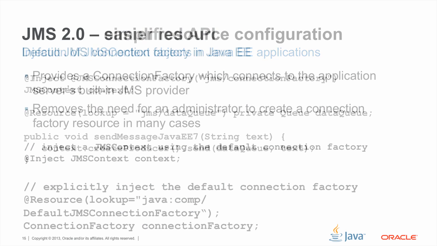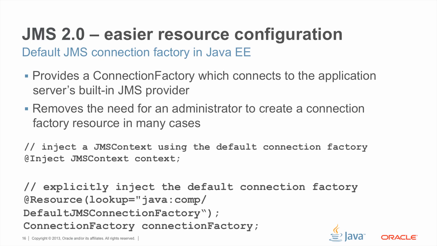Now, let's talk a bit more about connection factories. If you're using JMS, you always need a connection factory. And in Java EE, that means configuring it in JNDI somewhere and then looking it up from your application. Now, Java EE 7 makes this easier. It provides a built-in connection factory which your application can look up and use to connect to the app server's built-in JMS provider. And in a lot of cases, that's all you need.